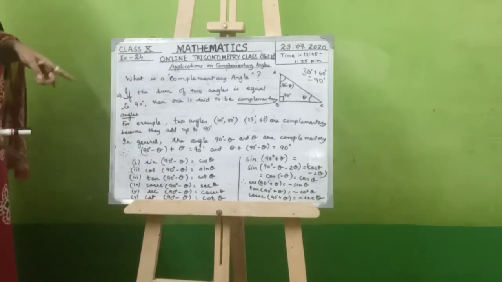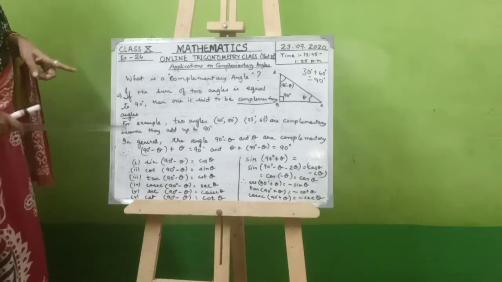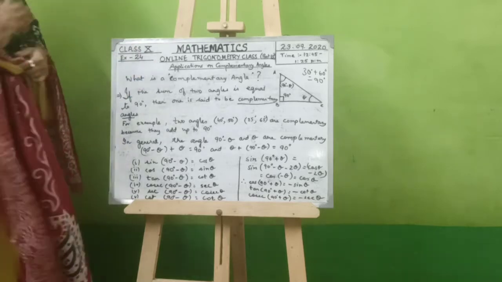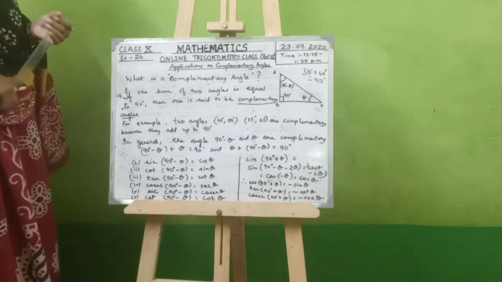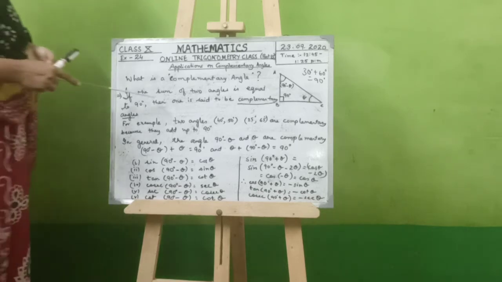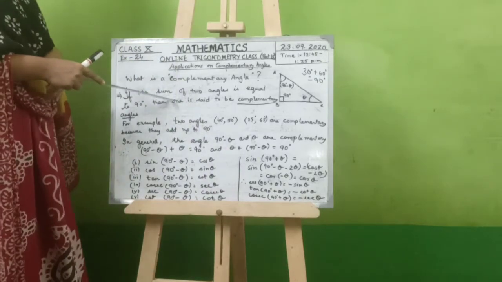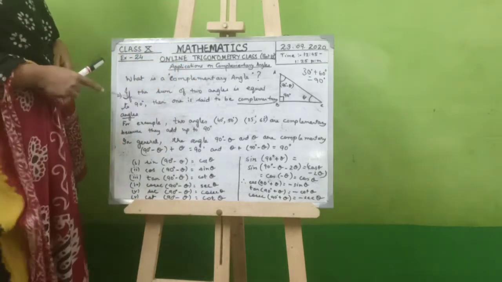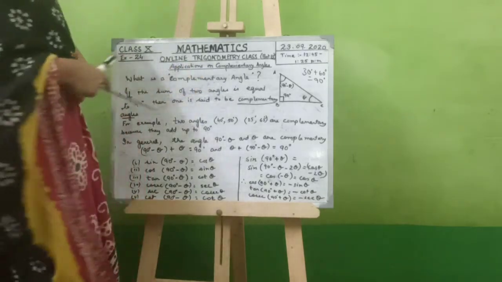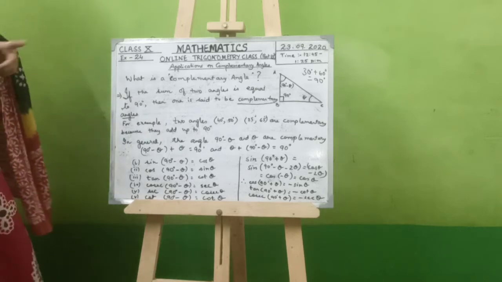I would request children to write all these things in your copy. It is very important. What is a complementary angle? You should know and have a clear conception about the definition of complementary angles. If the sum of two angles, the addition of two angles, is equal to 90 degrees, then one angle is said to be the complementary angle of the other.